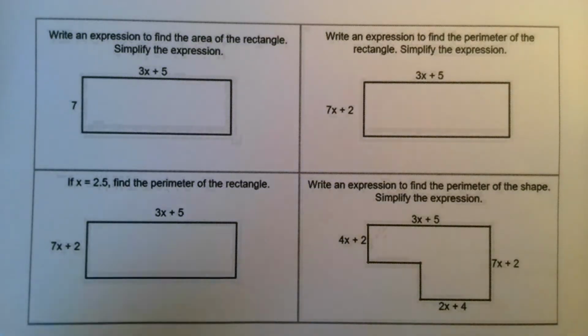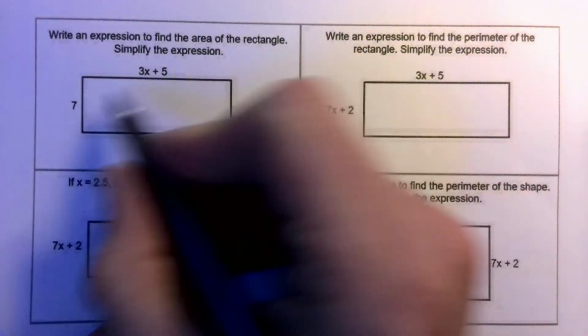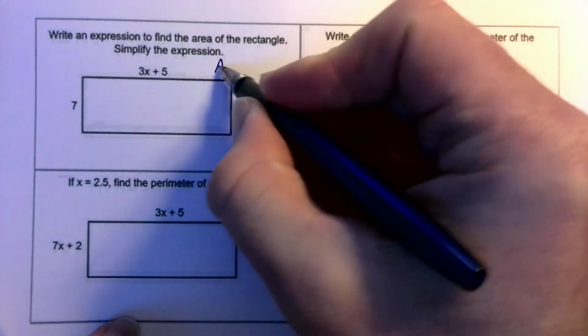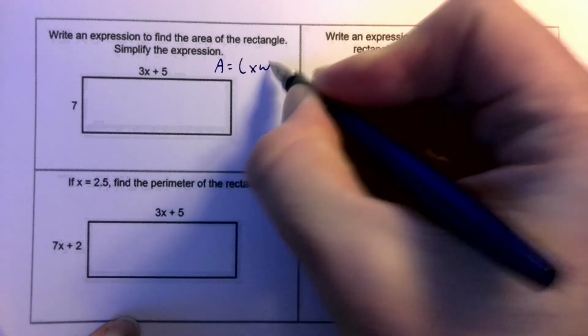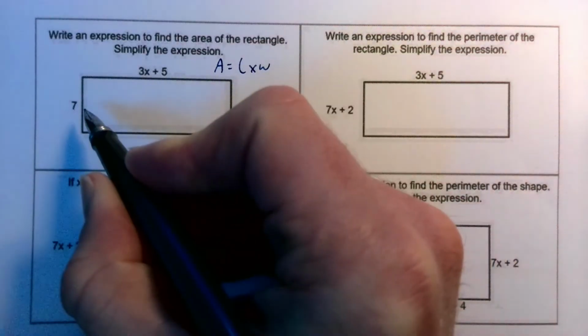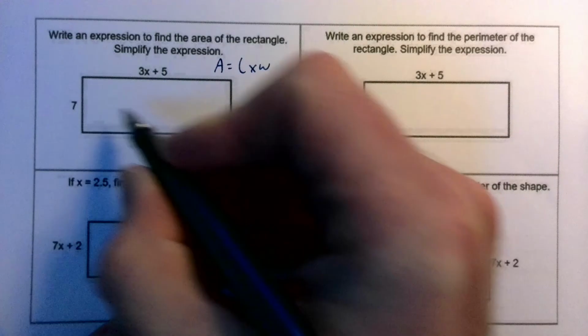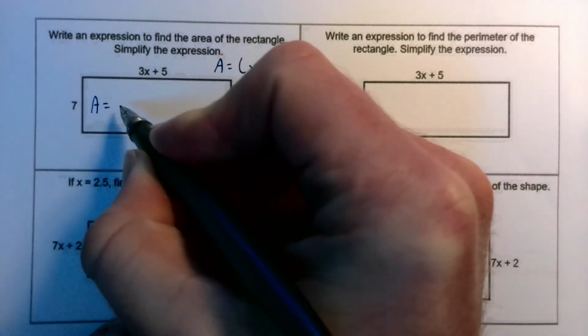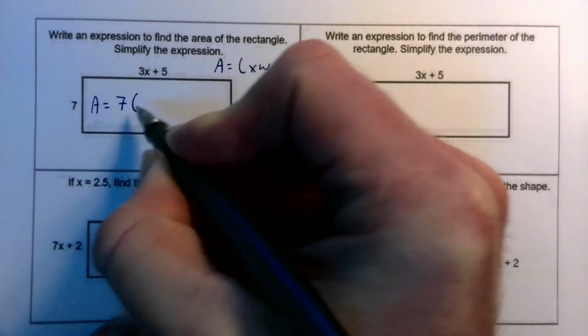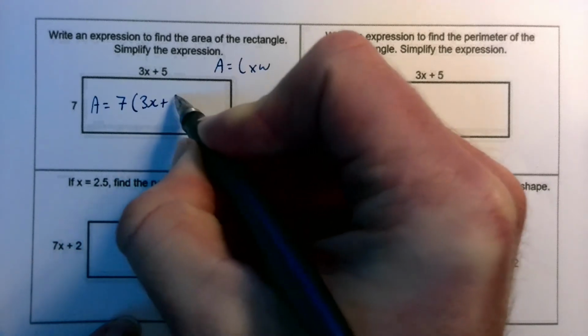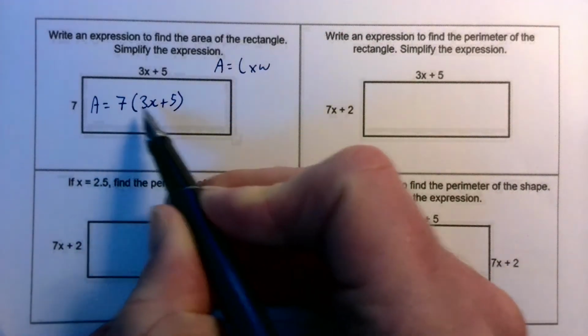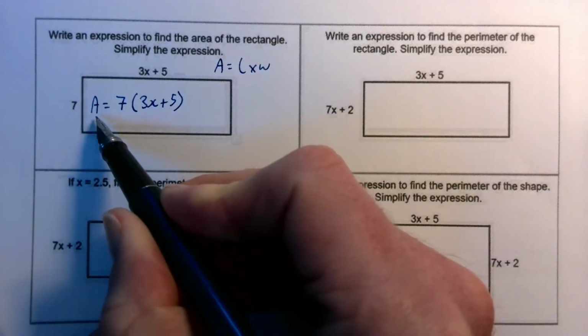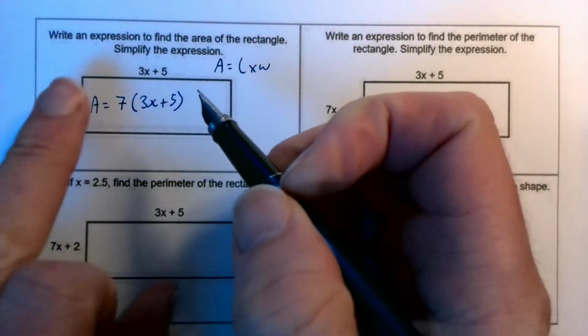Okay, first question. Write an expression to find the area of the rectangle. Well, when you work out the area of a rectangle, it's the length times the width, isn't it? The length is 3x plus 5, the width is 7. So the area is going to be 7 times 3x plus 5. Now, I've written an expression. In fact, I've done more than that. I've written an equation. So all I needed to do was that.